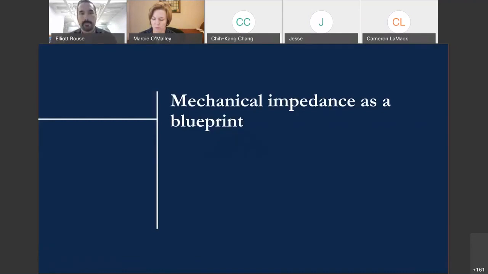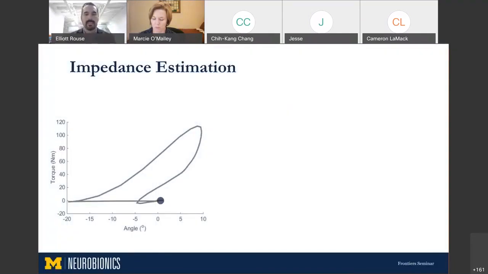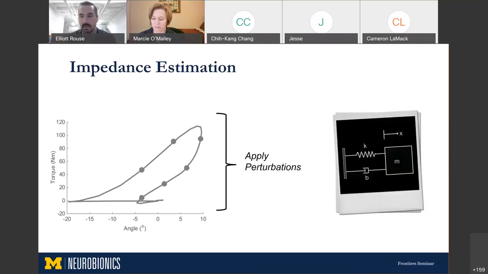Over the last 6 years, we've been working on these methods. And this is the same torque angle relationship of the ankle. And every step, you kind of go around this cycle. And to understand the stiffness or mechanical impedance properties, we really have to interact with the limb or apply perturbations. And our approach has been to apply perturbations at discrete points within the gait cycle that give us snapshots of how these properties vary.